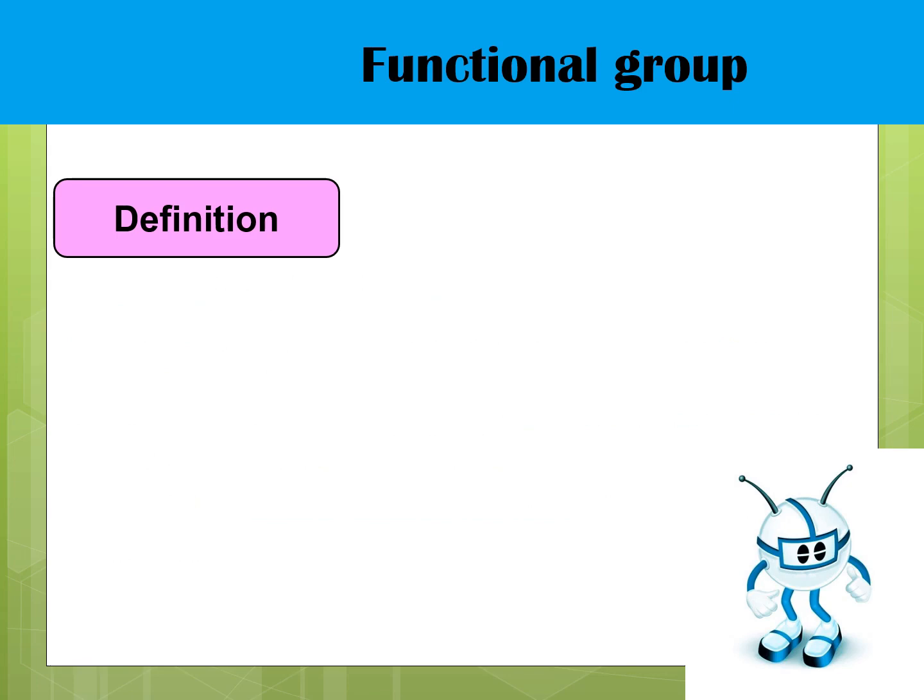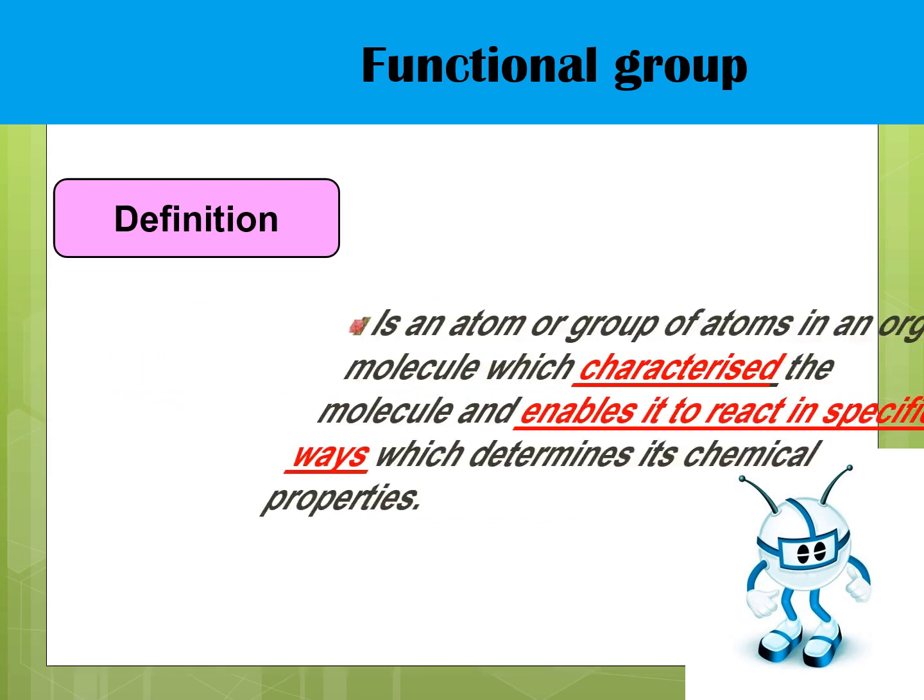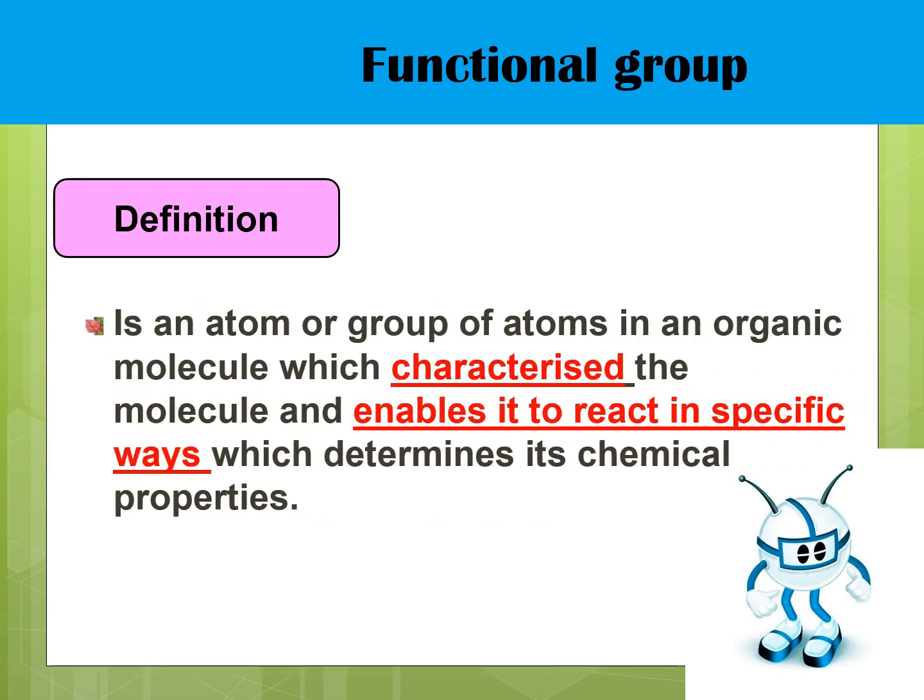Functional group definition. A functional group is an atom or group of atoms in an organic molecule which characterizes the molecule and enables it to react in specific ways, which determine its chemical properties.